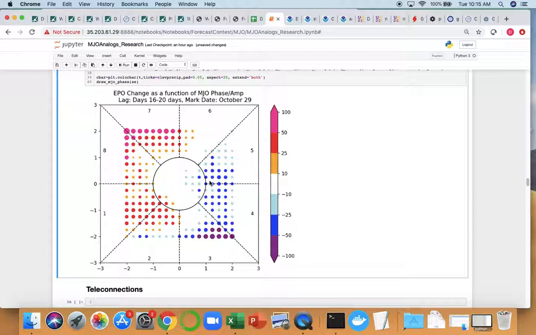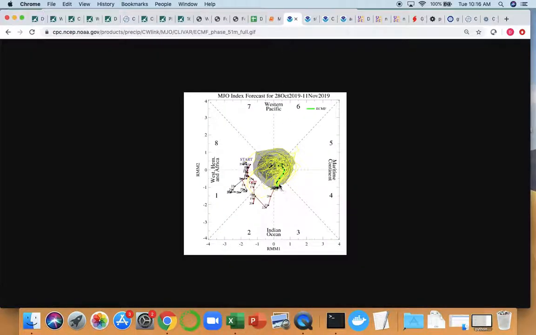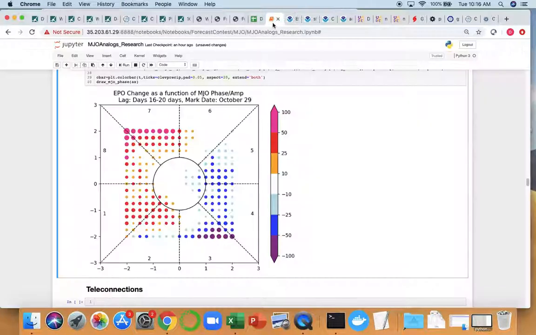The points represent changes in the EPO from the 1 to 5 to the 16 to 20 day. So where you see blues and purples, that suggests a negative change in the EPO, and where you see the pinks and the reds, that suggests more of a positive change in the EPO. And just as a reference point, where are we at today? This is the last data point I have as of yesterday, but you can see we're just near the circle's edge here in phase 3, not far from phase 2. And so somewhere around here, in this neutral zone. Where you see the white is the neutral zone.